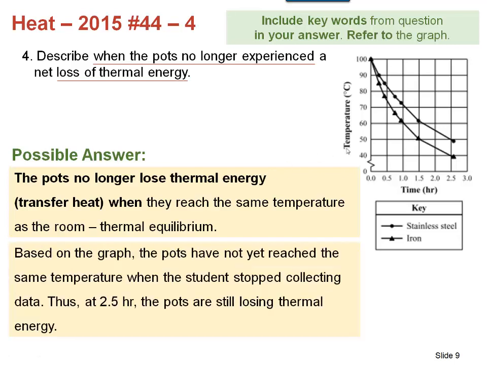However, if we look at the graph, at 2.5 hours when the graphs stop, the pots are not at the same temperature. One is at 50 degrees Celsius and the other is at 40 degrees Celsius. So they're not yet in thermal equilibrium. And the room is at 25 degrees Celsius. So based on the graph, the pots have not yet reached the same temperature when the student stopped collecting data. Thus, at 2.5 hours, the pots are still losing thermal energy.